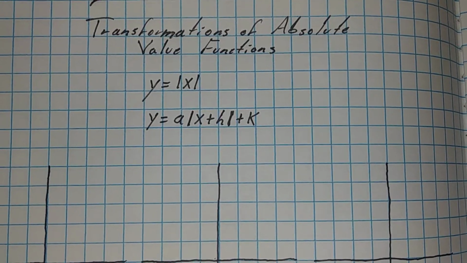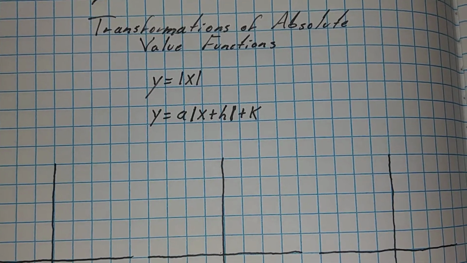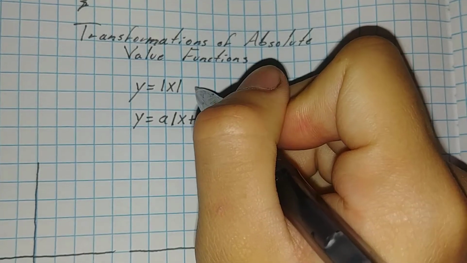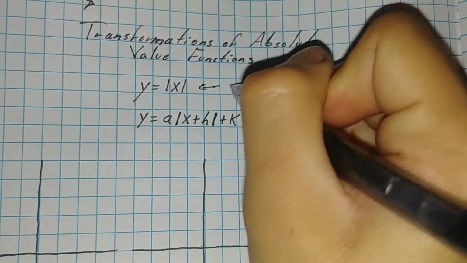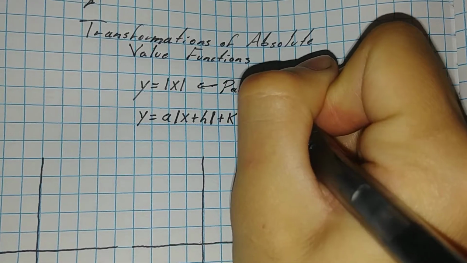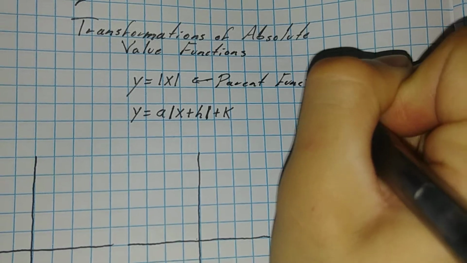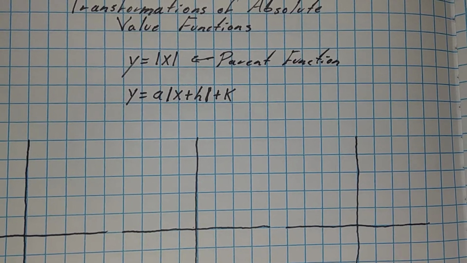Okay, so now I'm going to be covering transformations of absolute value functions. As you can see here, y equals the absolute value of x. This is, again, my parent function. We call this the parent function, and it's the simplest form of absolute value functions.